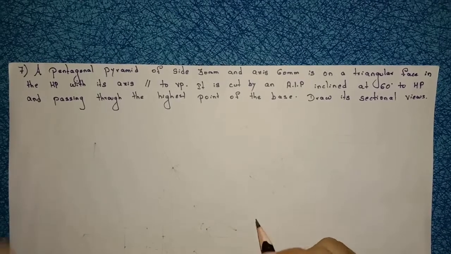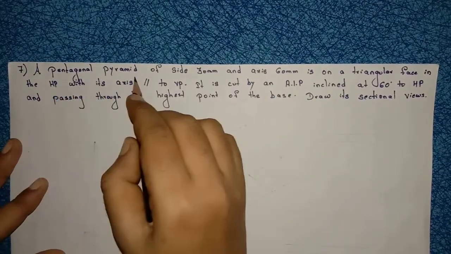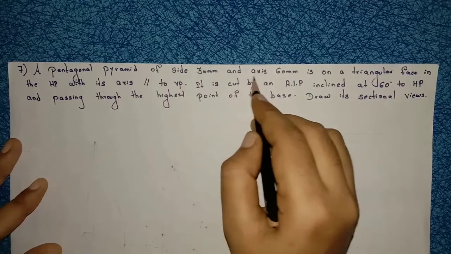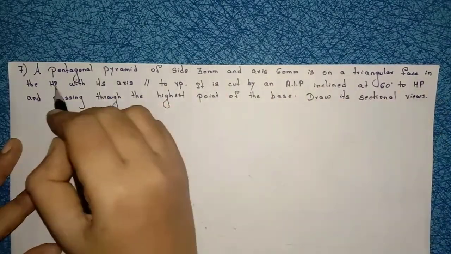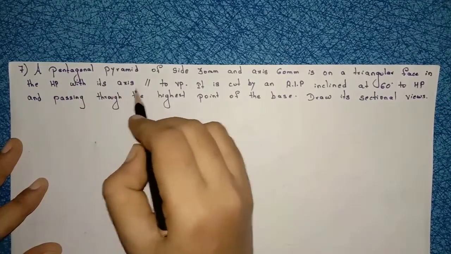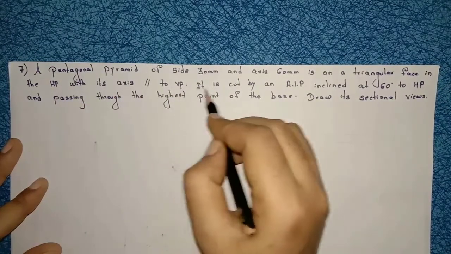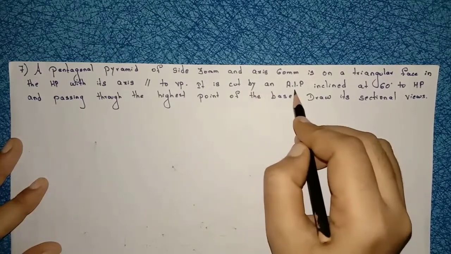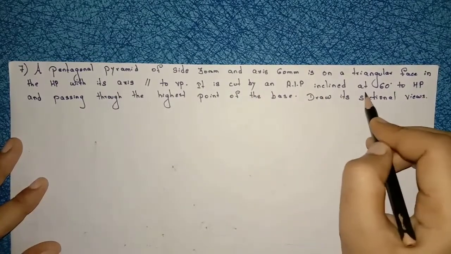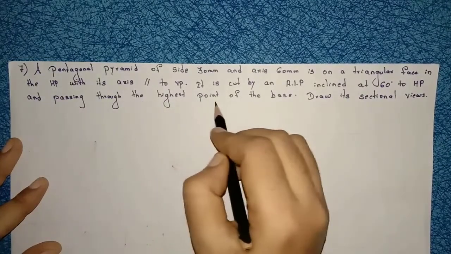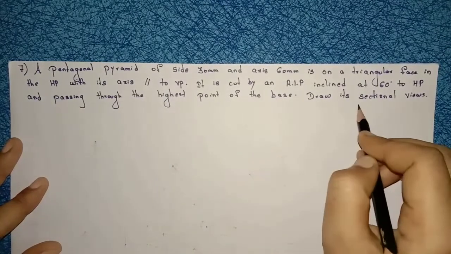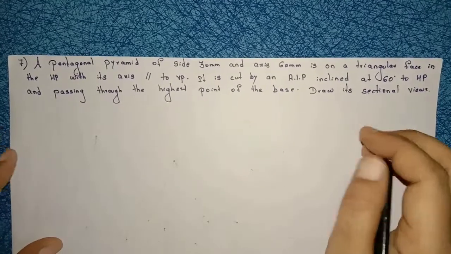Students, so let us start the next problem. A pentagonal pyramid of side 30 mm and axis 60 mm is on a triangular face in the HP with its axis parallel to VP. It is cut by an auxiliary inclined plane inclined at 60 degrees to HP and passing through the highest point of the base. Draw its sectional views. So this is your question.